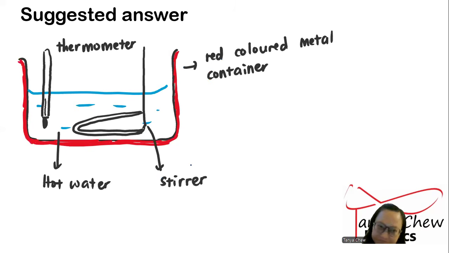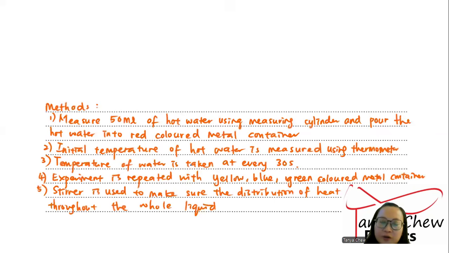So let us look at mine. So suggested answer, this is my thermometer. Like what I told you just now, if this is about liquid, then you have to use a stirrer. And you pour in hot water to stir to make sure that the heat is distributed evenly. And I'm using red color metal container.